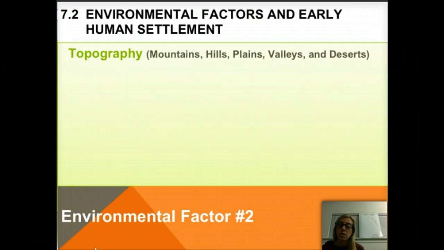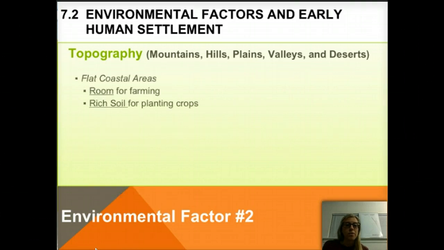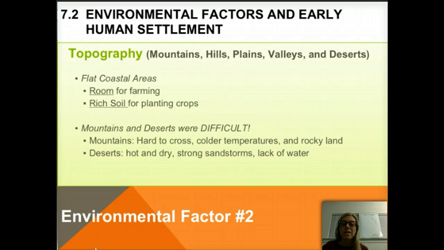Topography, or the shape of the land, is also an important factor to the early settlements. Farmers usually settled in large, flat, open areas, such as coastal plains and valleys, because these areas provided rich soil and room for farming. While mountains and deserts are not good areas for farming because they had little water, poor temperatures, and conditions that were often too difficult to survive in, they did provide protection from other civilizations, as they were hard to cross.